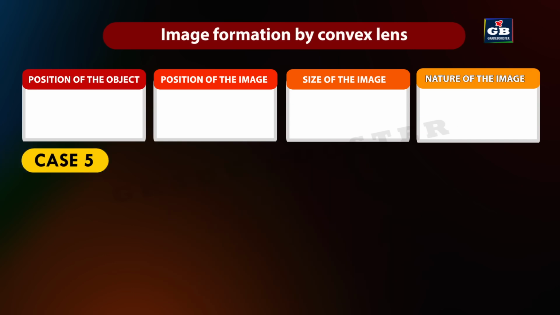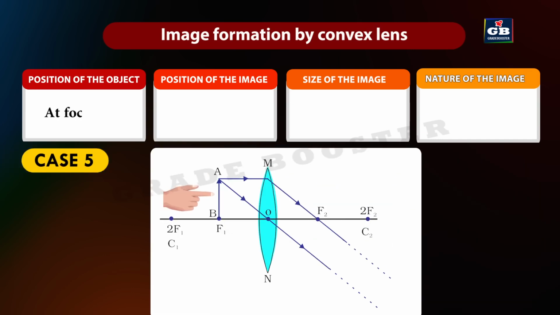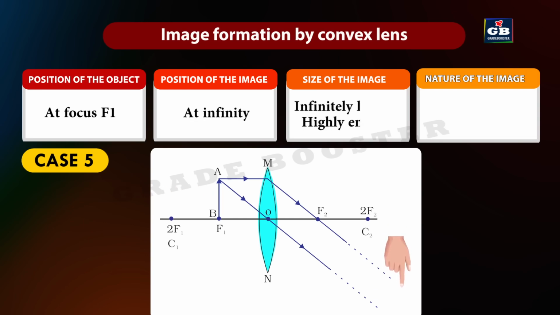Case 5. If the position of the object is at focus f1, the position of the image will be at infinity. The relative size of the image is infinitely large and highly enlarged. The nature of the image is real and inverted.